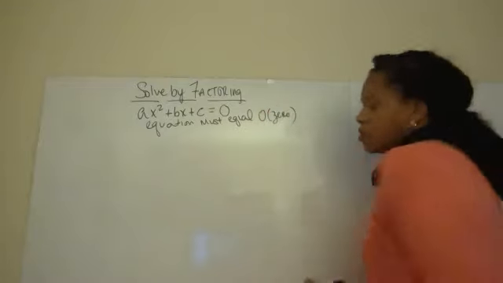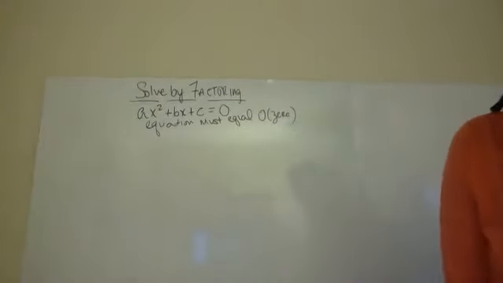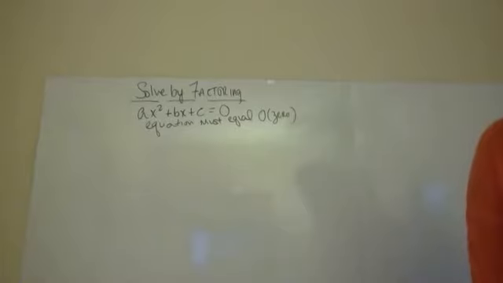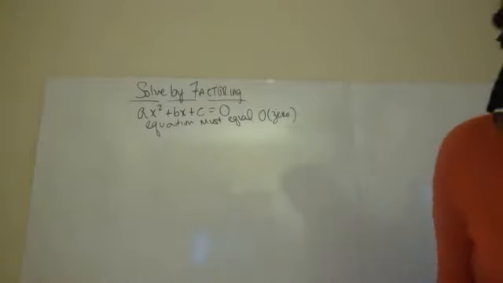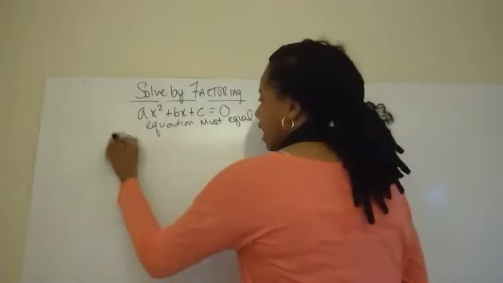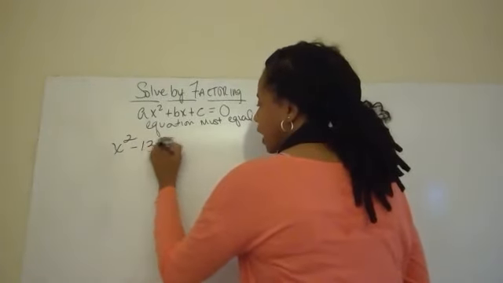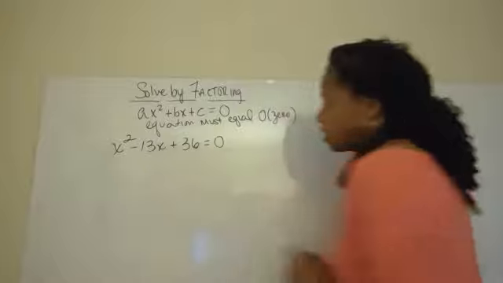Okay, so you always have to start where your problem is equal to 0 in order for you to solve by factoring. So let's look at a problem that we have to factor. All right, so let's look at x squared minus 13x plus 36 equals 0.